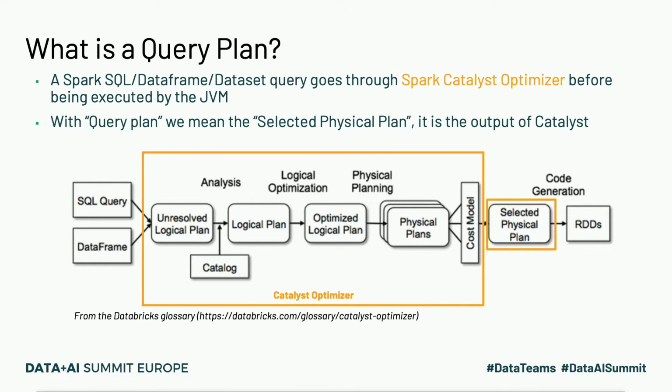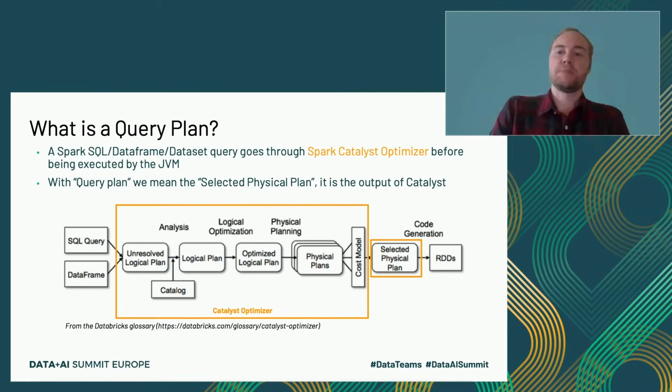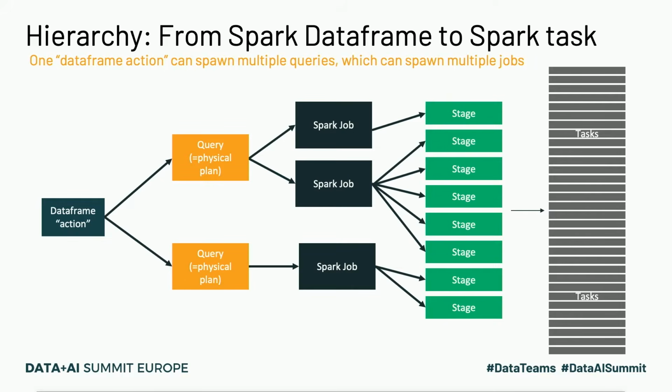So what exactly is a query plan? As I already mentioned, a Spark SQL data frame or dataset query will go through this optimization engine called the Spark Catalyst Optimizer before it is finally being executed by the JVM. The Spark Catalyst Optimizer executes a series of optimization steps before finally arriving at the final execution plan, which is called the selected physical plan that you can see on the right. And what we typically mean by query plan is this final selected physical plan, which is the output of the Spark Catalyst Optimizer.